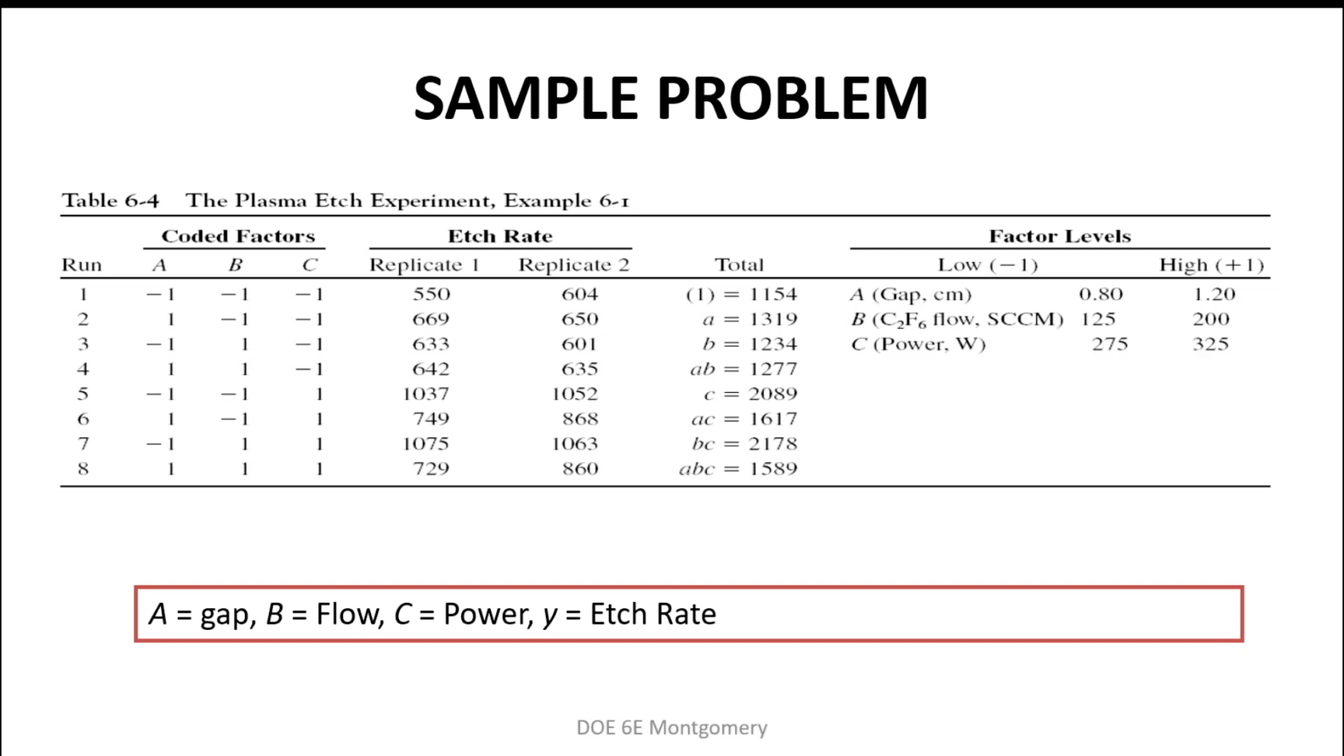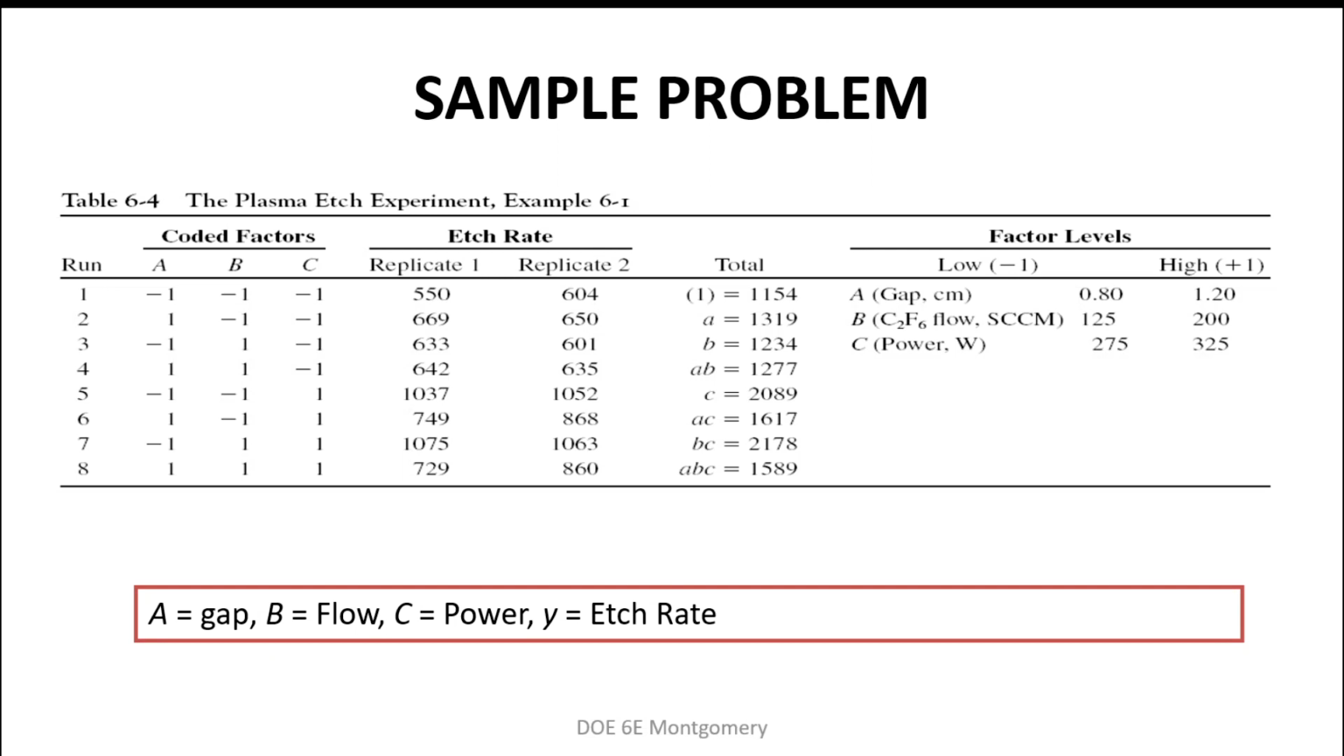Tapos nandito yung yield value, yung response natin, which is our yield, no? So in this case, H rate yun. So we have replicate 1, replicate 2. Tapos nakalagay din dito yung factor levels. So sometimes hinihiwalay yung factor levels, no? Pwedeng kunwari table 6.4 to, tapos ang factor levels is table 6.5. Pwede din naman yun, no?